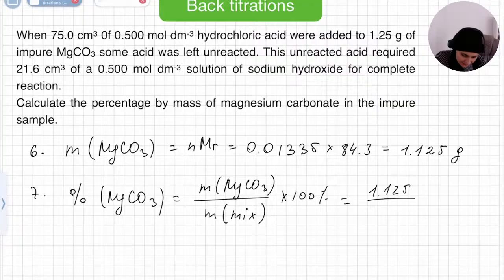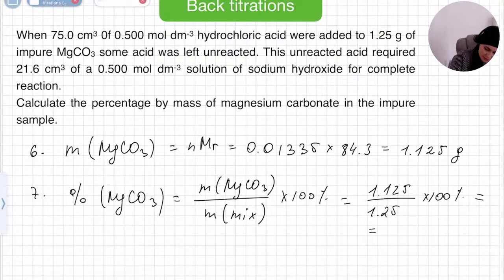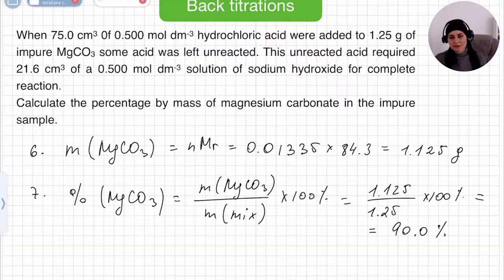Not with HCl, I mean with NaOH. And then we divide by 1.25 times 100. 1.125 over 1.25. So that is 90%. Well, that's the back titration. So I hope you got where the back titration is coming from.